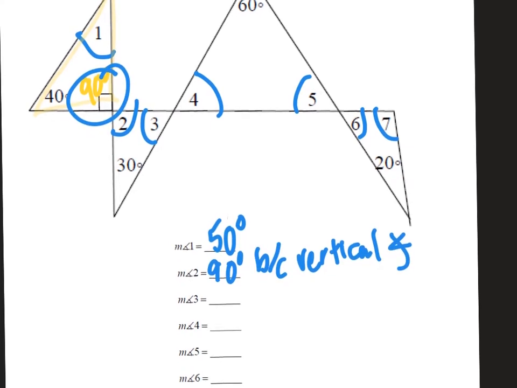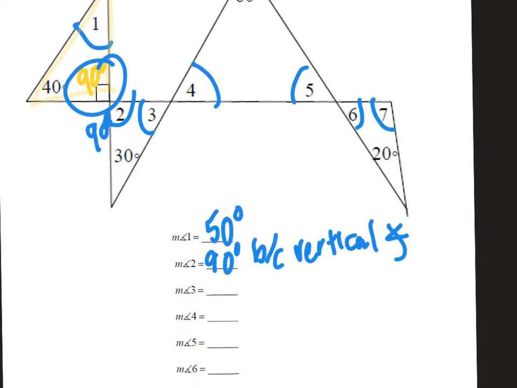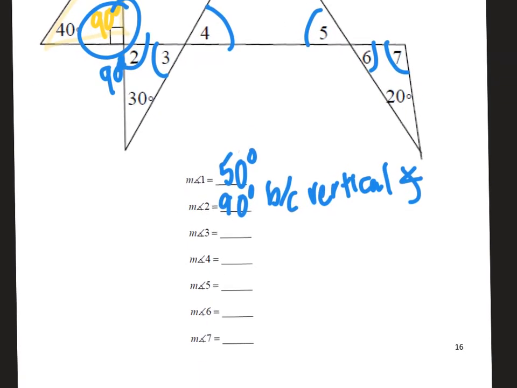Now that I know that angle 2 is 90 degrees, right? I'm given two angles of a triangle, so I can use my triangle sum theorem to figure out what angle 3 is. I'm going to set up my equation with my given angles. 90 plus 30 plus angle 3 is all going to equal 180. When I combine my like terms, 90 and 30, I get 120, and I'm going to subtract that on both sides to figure out the missing angle for angle 3. So I get that that is going to be 60 degrees.